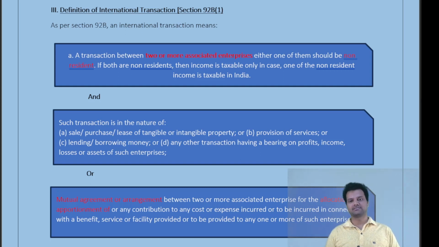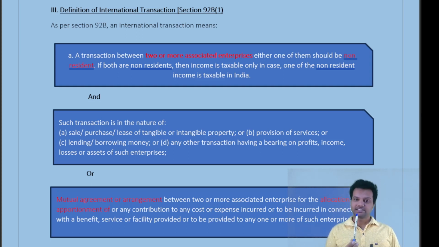Now, with this statement, can I say that to qualify as an international transaction, there should be one non-resident? This is the first condition. What if both of these are non-residents? If none of them are residents in India, are transfer pricing provisions applicable? The answer is no. Usually, transfer pricing provisions are not applicable if both are non-residents, because the transaction is happening outside India and is not taxable.